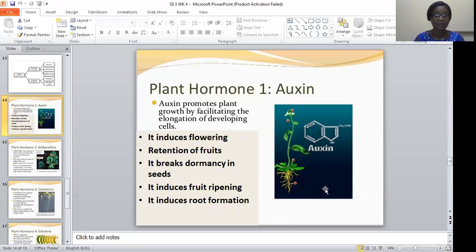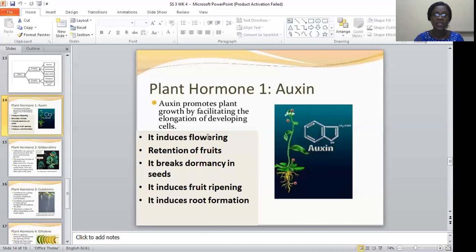The first one I explained earlier on was Auxin. Let's throw more light on Auxin. Like I said, Auxins promote plant growth by facilitating the elongation of the developing cell. That is, the cells in the plant, which I told you are normally seen at the tip and roots of the plant. Auxins help to develop these cells, and once the cells develop well, you see the plant growing very well, flourishing with green leaves.